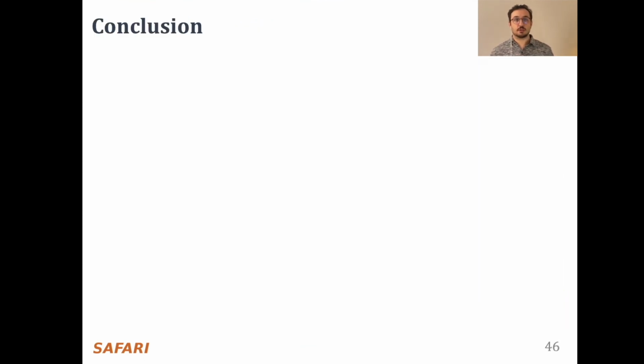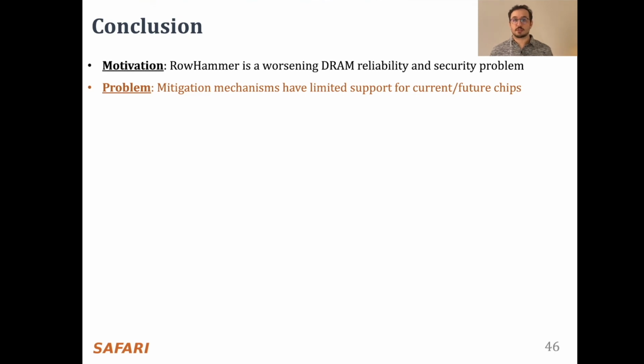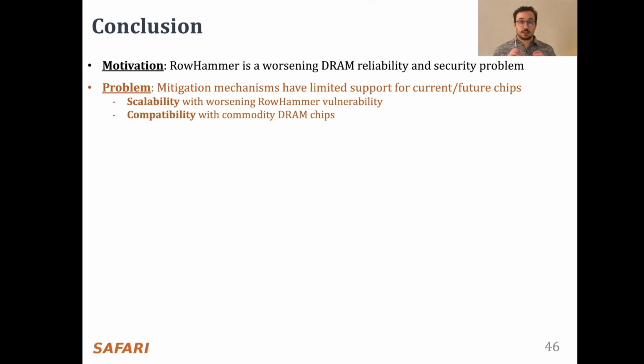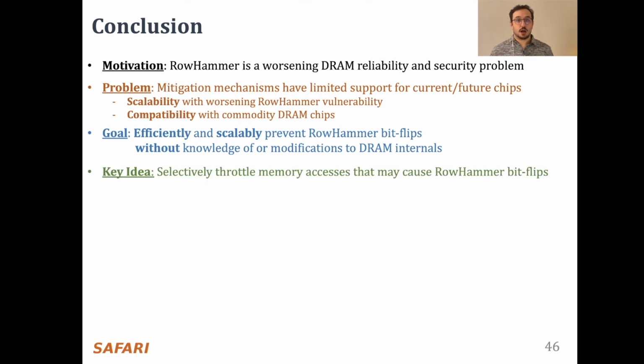In conclusion, this paper tackles RowHammer as a worsening DRAM reliability and security problem, while state-of-the-art RowHammer mitigation mechanisms face limitations supporting current and future commodity DRAM chips due to their limited scalability with worsening RowHammer vulnerability and limited compatibility with commodity DRAM chips. The goal of this work is to efficiently and scalably prevent RowHammer bit flips without knowledge of or modifications to DRAM internals. Our key idea to achieve this goal is to selectively throttle memory accesses that may cause RowHammer bit flips.